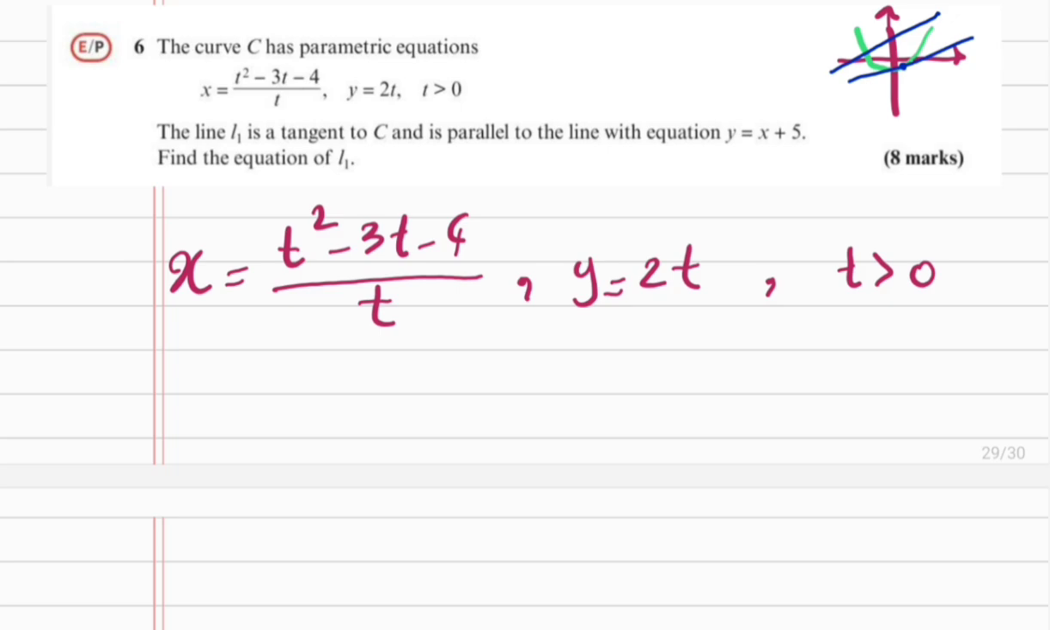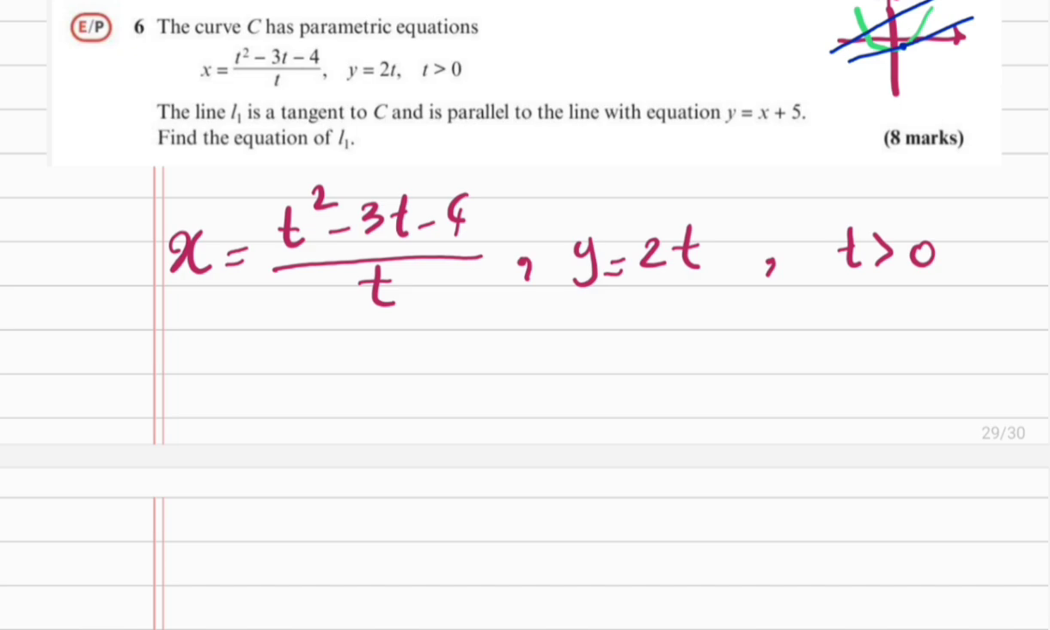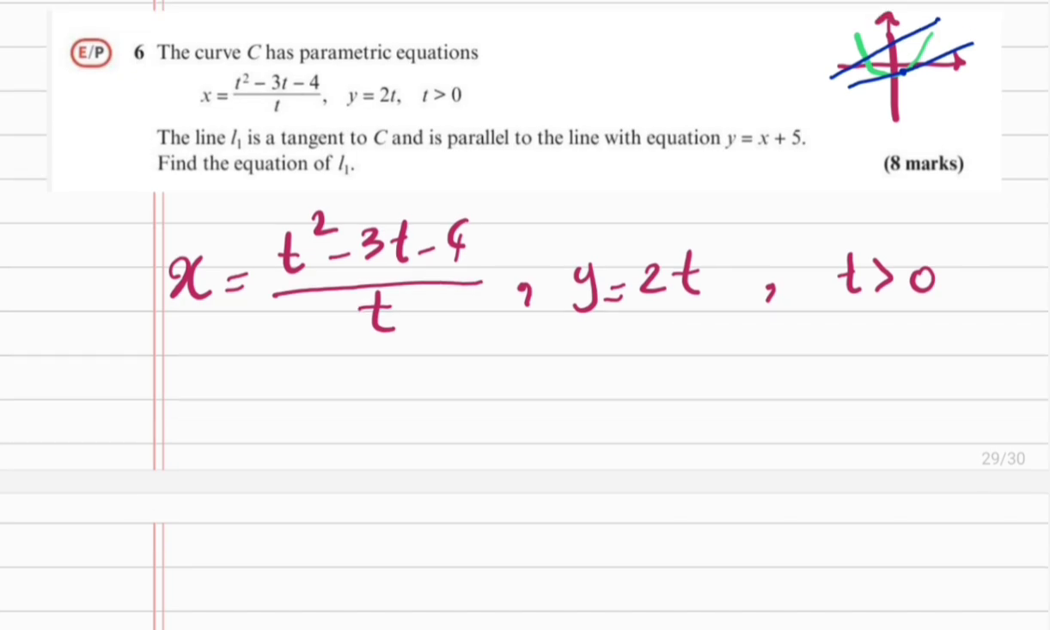The first step, as usual, is to find a derivative, and the next step is going to be different because here we have a specific type of question. First, let's find dx/dt. Before I find dx/dt, we can simplify x by dividing every term by t. So t squared divided by t is t, minus 3t divided by t is minus 3, and then we have minus 4 over t, which is minus 4t to the power of minus 1.